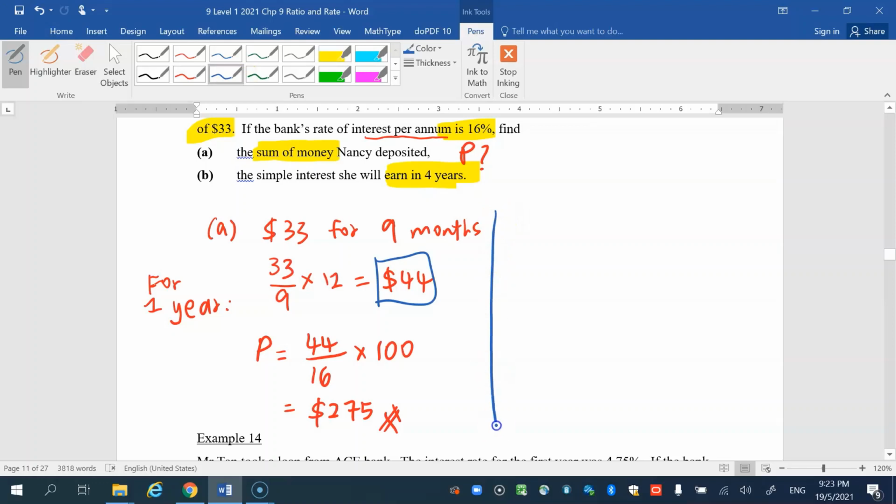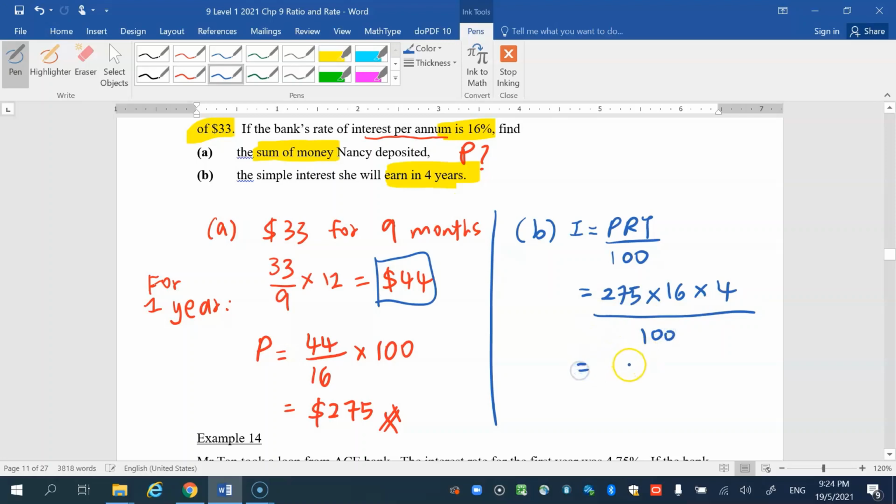Now, what about part B? What is the simple interest she will earn in 4 years? So for this, we can use our formula that we just learned, I equals PRT over 100, where principal amount is 275, interest rate is 16, time is 4 because you want to find out for 4 years. Take it all over 100 and press calculator, you would get $176. This is the interest she will earn in 4 years.